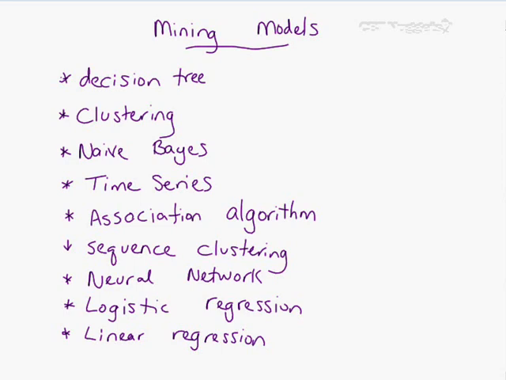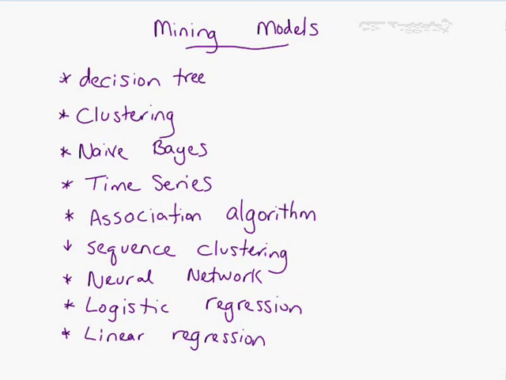Then we have clustering. With clustering, all we're doing is grouping cases into a data set of related attributes so you can visually see them. You can also see which clusters are similar to other clusters. Naive Bayes performs conditional probability between input and predictable columns. So we're going to do examples of these first three mining models.